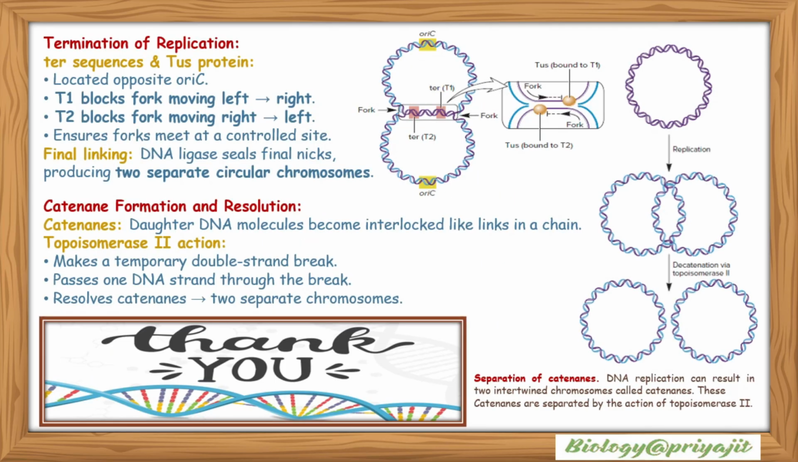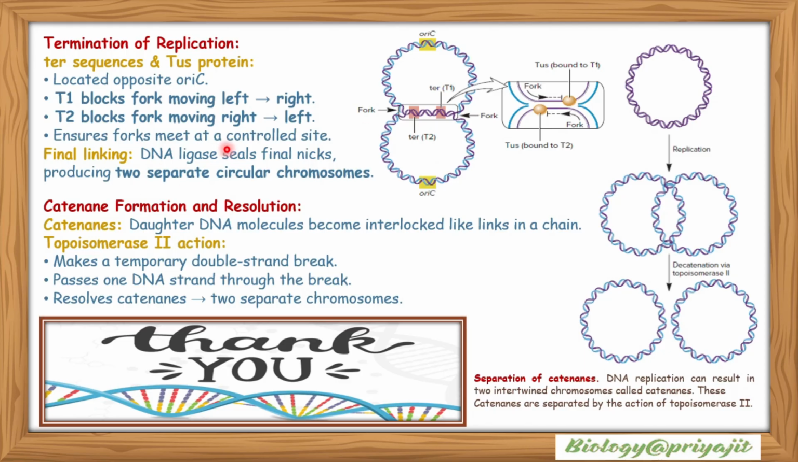Termination of replication, there are Ter sequences and Tus protein. They are located opposite the oriC region. T1 blocks the fork moving left to right, and T2 blocks the fork from right to left. This is the Ter sequence. It ensures the forks meet at a controlled site.